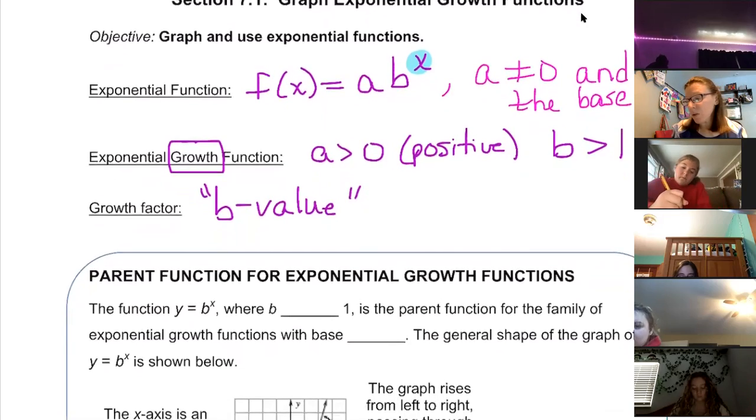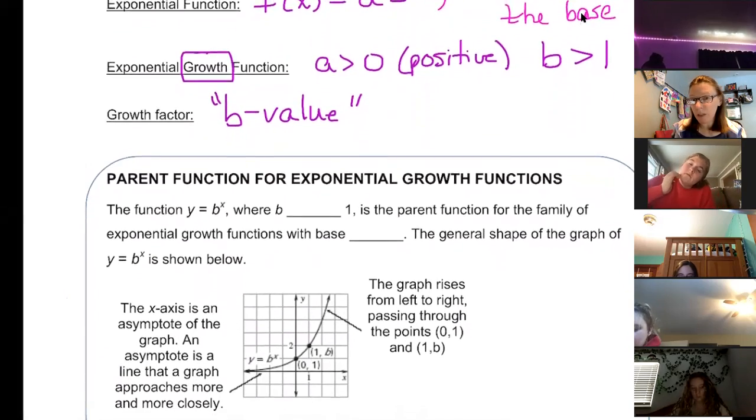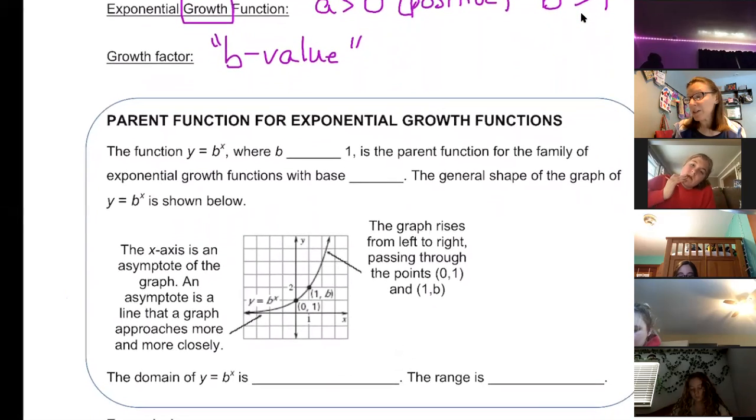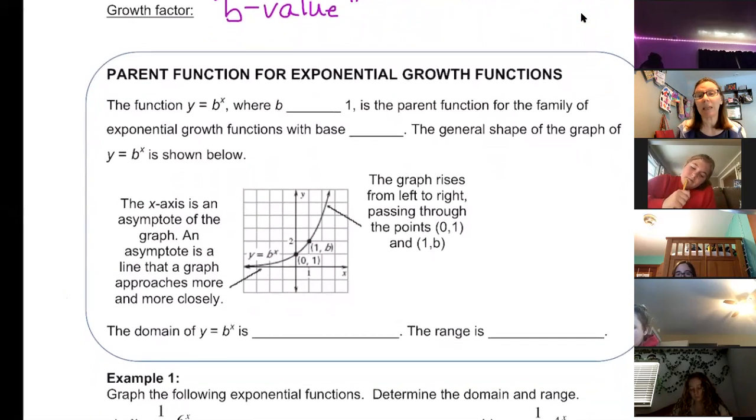So when we introduce a new function, we always try and think about what the original graph or the parent graph looks like. This is the most basic graph. So we did this same graph for parabolas. We did this graph for the radicals. We looked first just at the basic graph. So this is the function y equals b to the x when a would just be 1. So that's why I just have a b. And again, b is greater than 1. So this is the parent function for the exponential functions with a base of b.